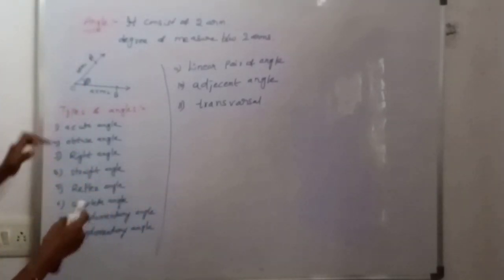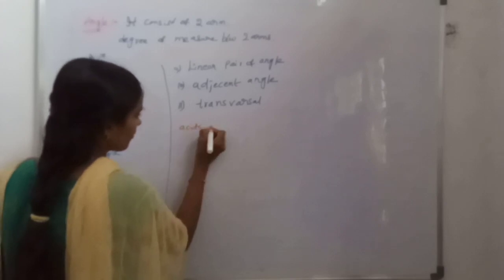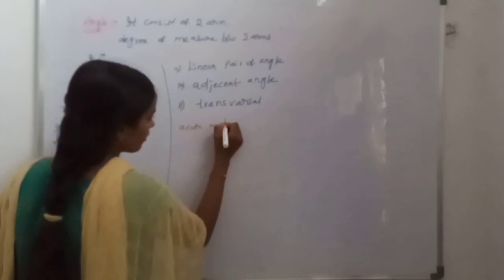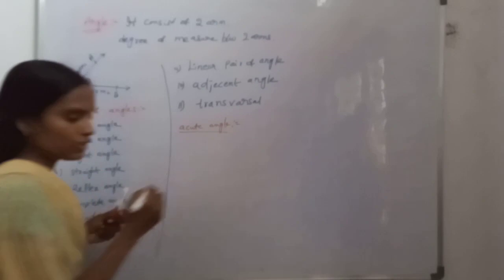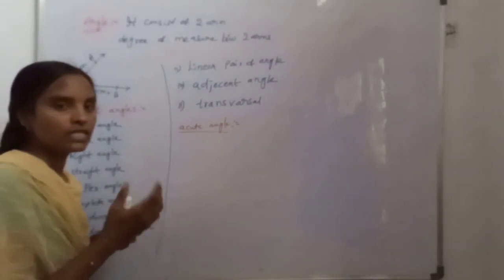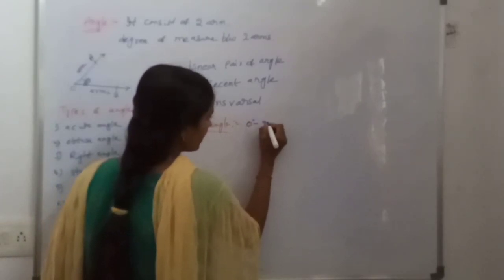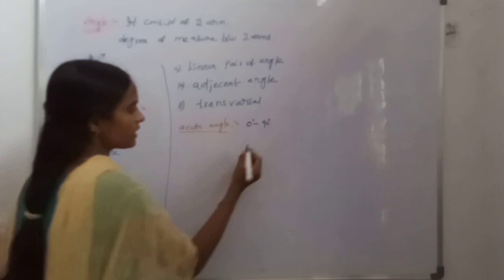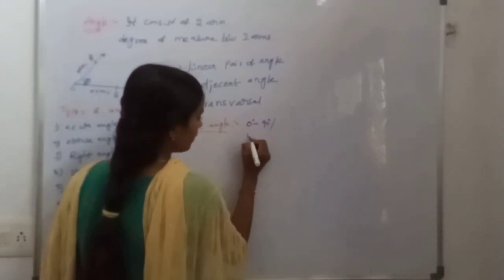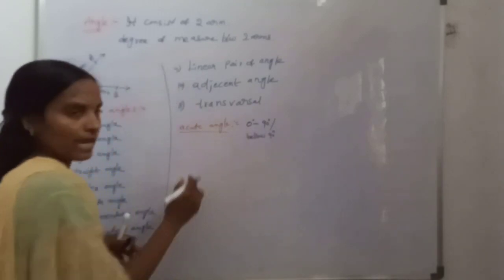Okay. Now let's see the first one, acute angle. Acute angle means 0 degrees to 90 degrees, below 90 degrees. That is called an acute angle.